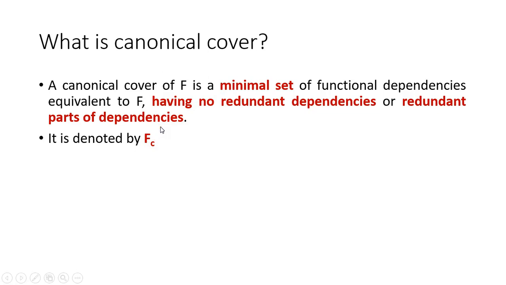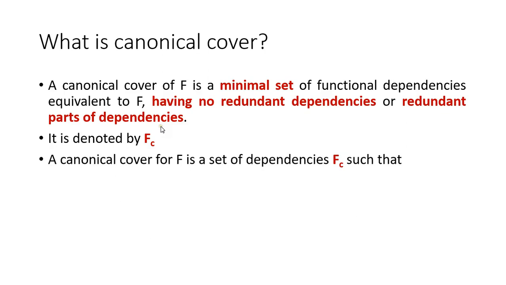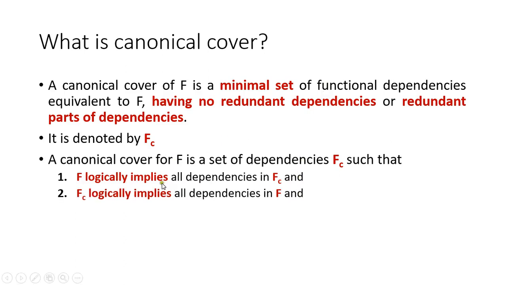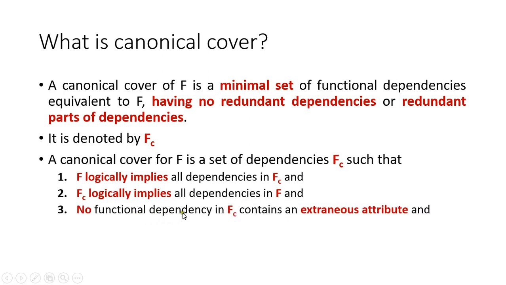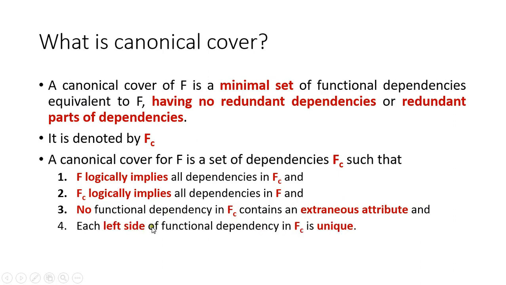To find the canonical cover, a canonical cover of F is a set of dependencies Fc such that, with these 4 points we can check it: F logically implies all dependencies in Fc, and Fc logically implies all dependencies in F, and no functional dependency in Fc contains any extraneous attribute, and each left side of a functional dependency in Fc is unique. If we go through all these 4 steps, we can find the canonical cover.